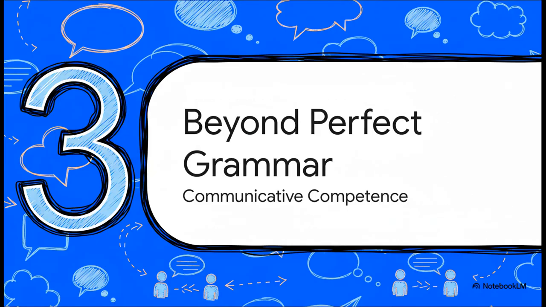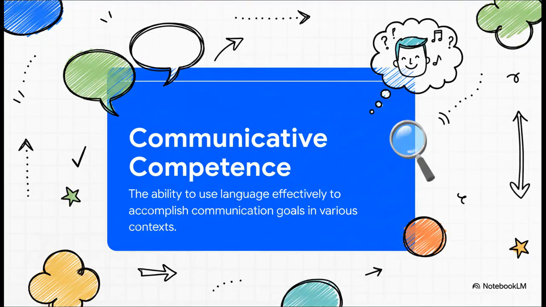So, if the goal isn't just about nailing every single grammar rule, then what is it? Well, this is where we get to the core theory behind CLT, a concept that honestly changed the game. And that big idea is called communicative competence. A linguist named Dell Hymes came up with it, and he basically argued that knowing all the grammar in the world is useless if you don't know how to actually use it in a conversation. The point is, it's not just what you know, it's what you can do with what you know.